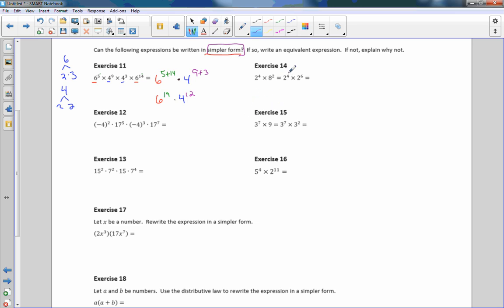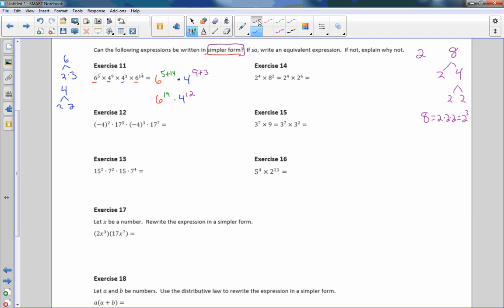All right, exercise 14 is a little different. 2 is a prime number, so I can't do a factor tree for 2, but 8 is 2 times 4 and 2 times 2. So 8 equals 2 times 2 times 2, or 2 to the 3rd power, right? 2 times 2 times 2 is 2 cubed, and 2 cubed is 8.